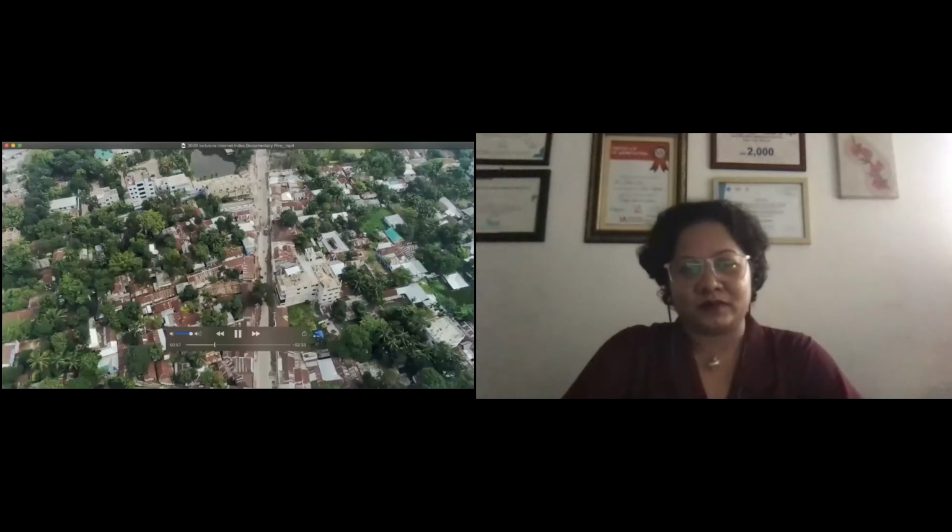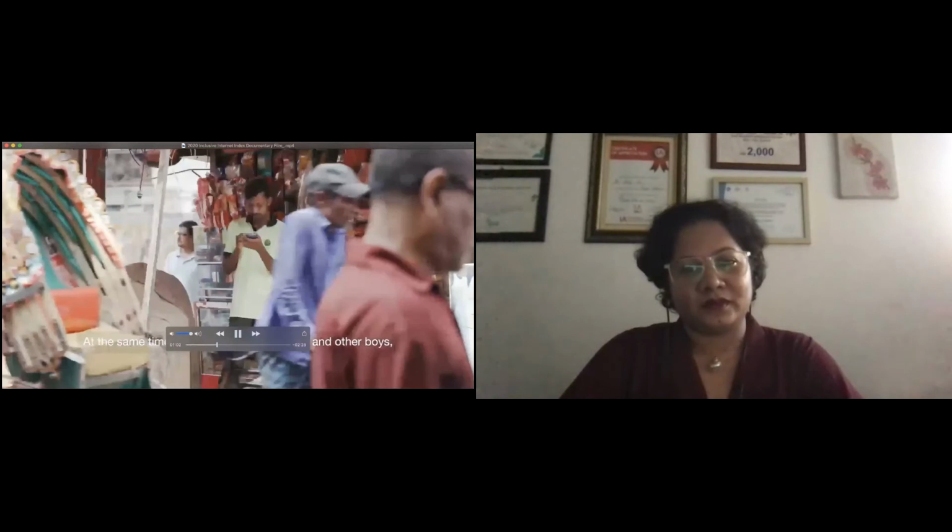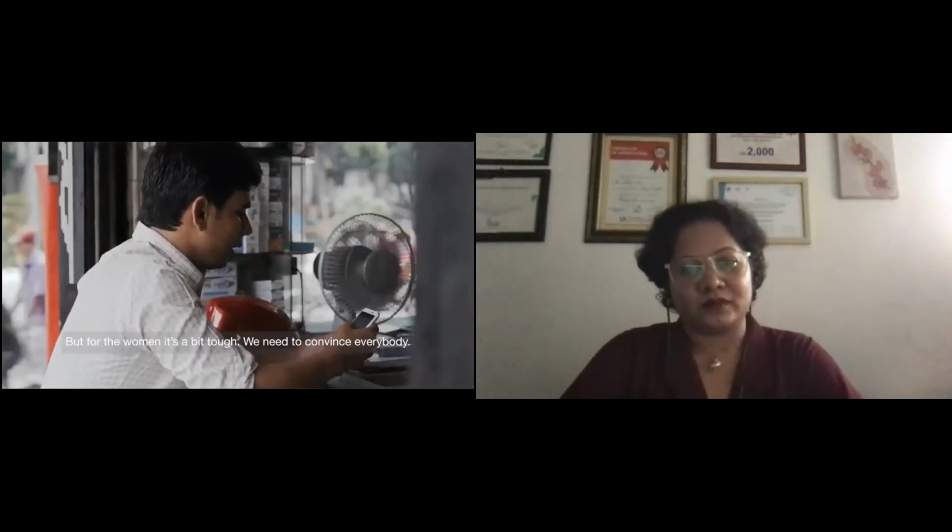In Bangladesh, we are living in a conservative country. We always depend on our parents. If any of the Bangladeshi girl want to access the internet, we always need to prove ourselves, then we get the permissions. At the same time, if I think about my brother and other boys, they are able to access the internet very easily. But for the women, it's a bit tough. We need to convince everybody.